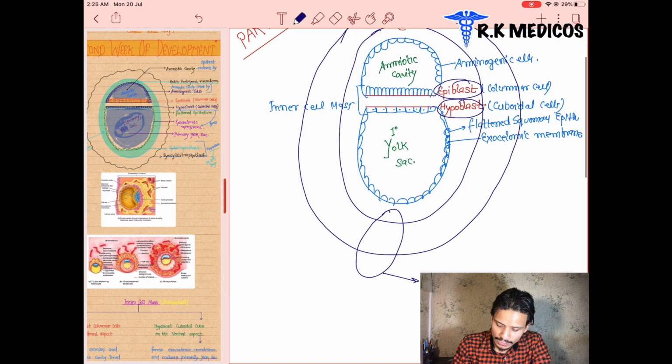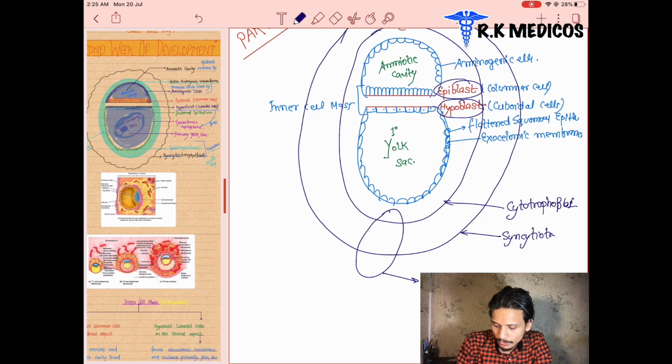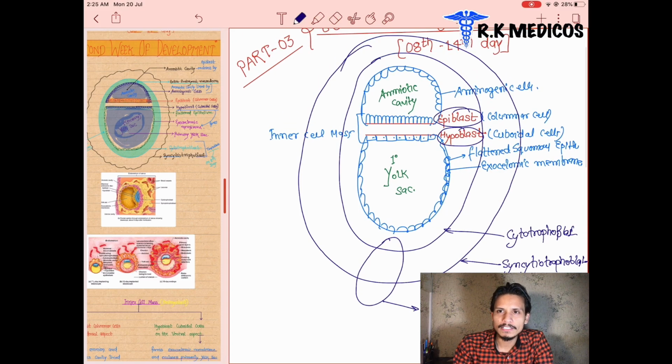And now the trophoblast layer is forming two different layers. The first inside layer is called the cytotrophoblast, and the outermost one is called the syncytiotrophoblast. So now you tell me, the syncytiotrophoblast and cytotrophoblast are formed by the trophoblast, it is true. And what is formed by the inner cell mass or the embryoblast? They are the hypoblast and epiblast. And the hypoblast is enclosing what? The yolk sac, or the primary yolk sac.